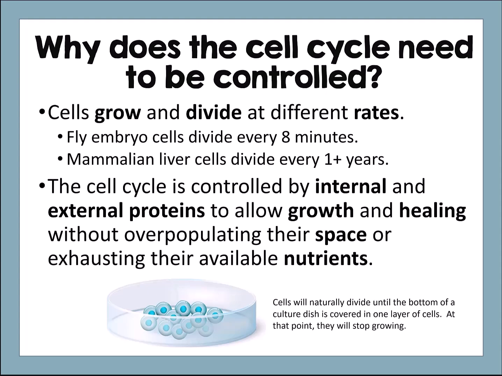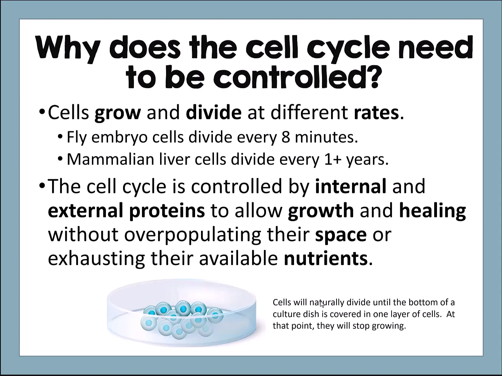And the cell cycle is controlled by internal and external proteins that allow growth and healing without overpopulating their space or exhausting their available nutrients. If you look at the bottom of this slide, you'll see some cells growing in culture in a dish. Scientists have determined that cells will naturally divide until the bottom of a culture dish is covered in one layer of cells. And at that point, they stop growing. Rather than piling up and overflowing the dish, they stop growing.